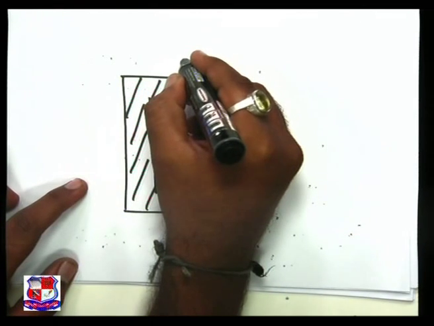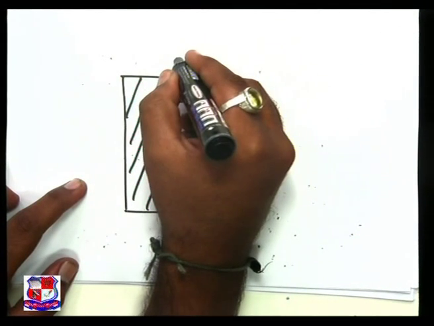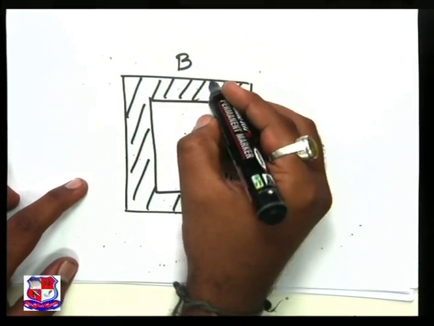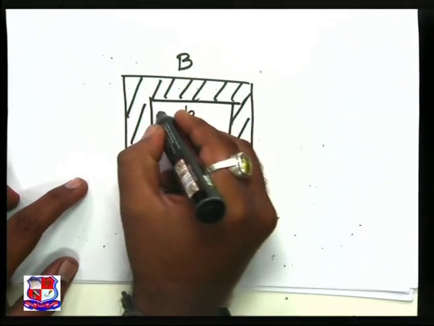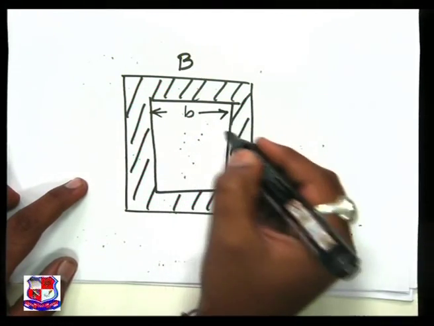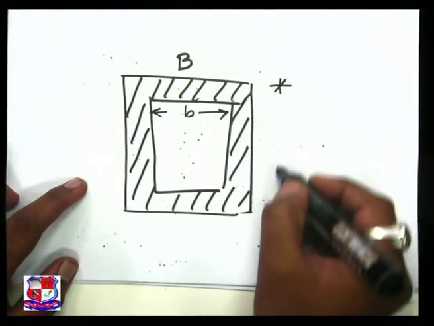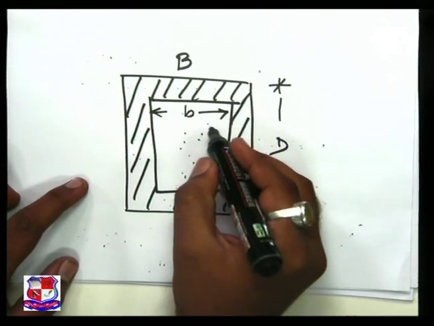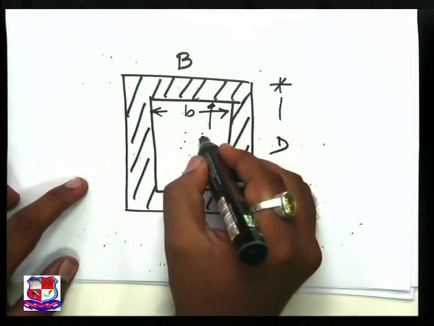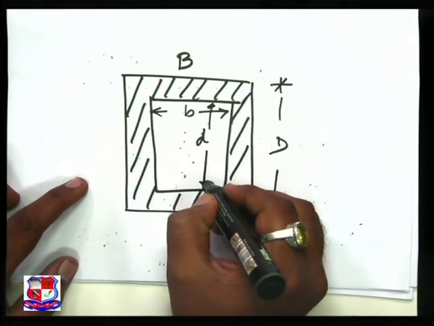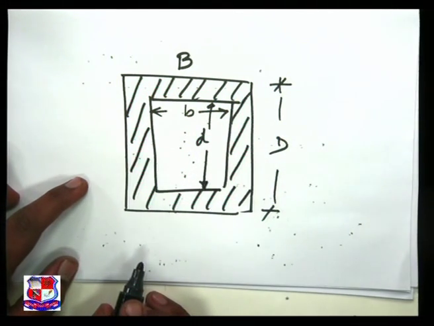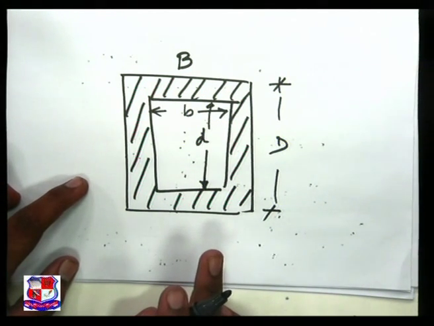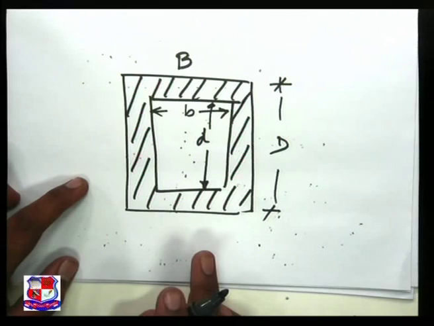Let the outer dimensions be: outer width capital B and inner width small b; outer depth capital D and inner depth small d. Now, using this case, how do we derive the section modulus?